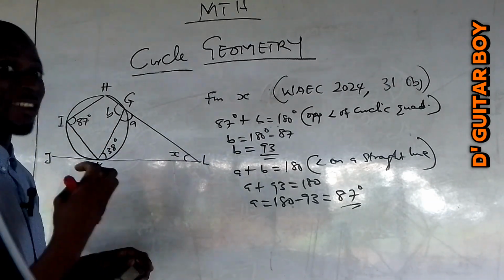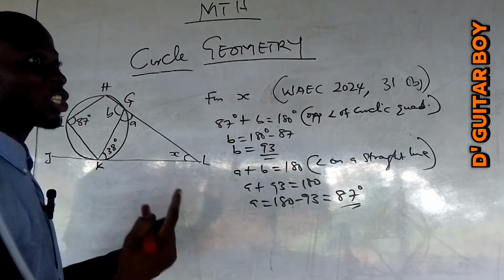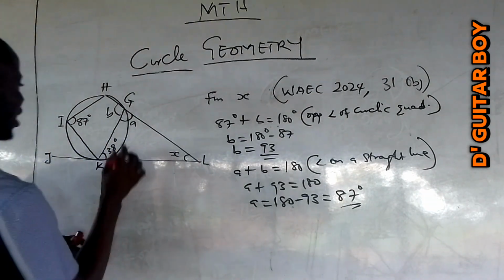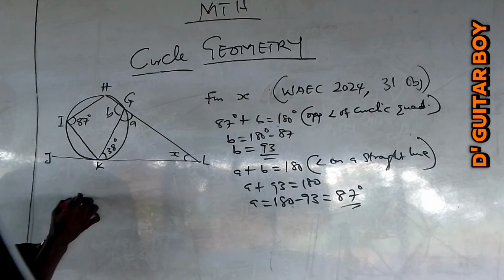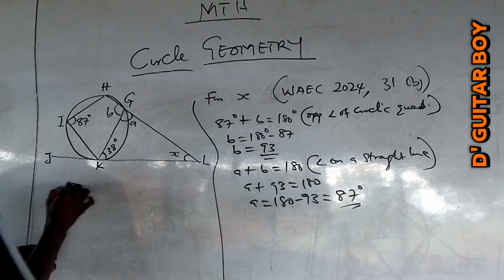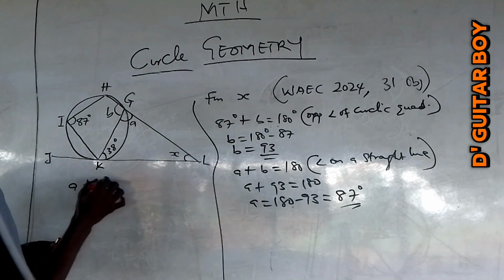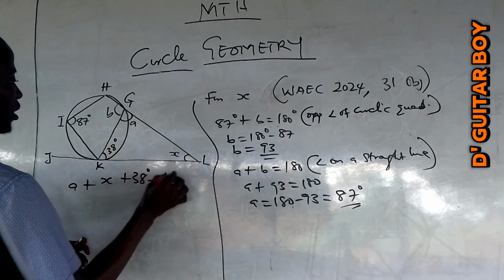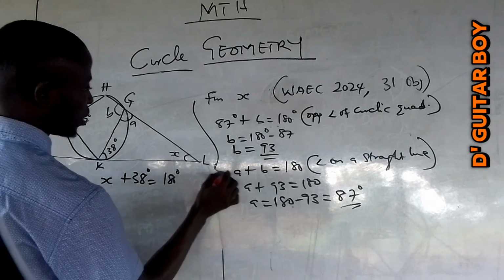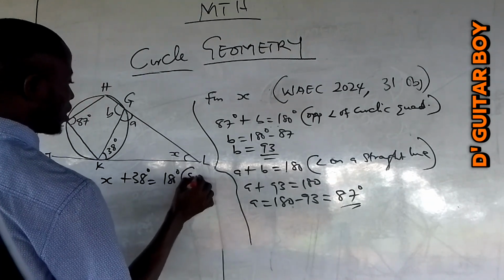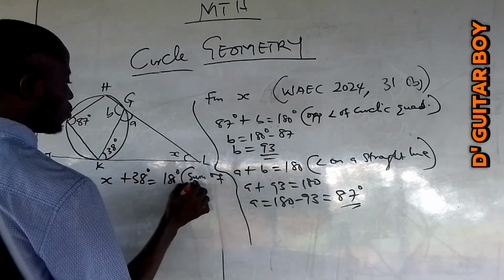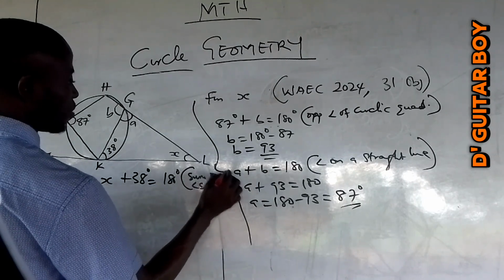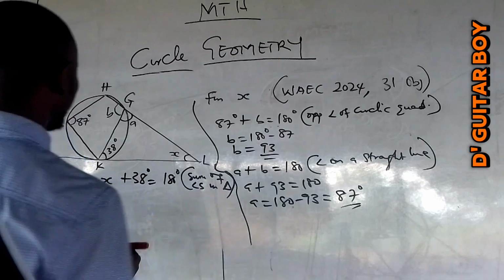When you think about it critically, you will remember the theorems, especially when you practice. Like I told you before, practice is very paramount. So now you can say, from here, A plus S plus 38 equals 180 degrees. What's the reason? Sum of the angles in a triangle.